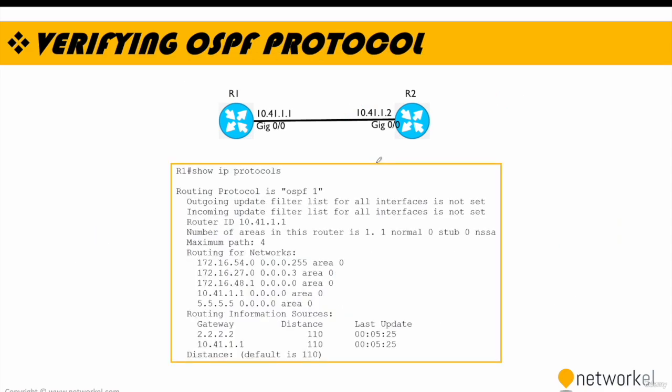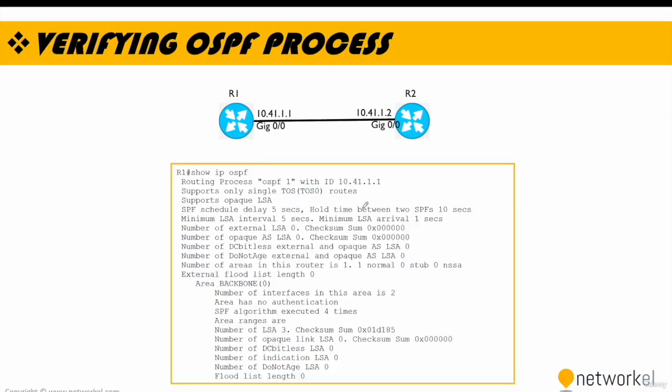If you just want to verify the OSPF protocol itself, this time the command is show ip protocols, and it will show you a lot of information such as the router ID, how many routers are in this area, which networks we are routing for, and so on and so forth. If you want to see some additional information such as the hold time between SPFs and the minimum LSA interval, you can use the show ip ospf command output.